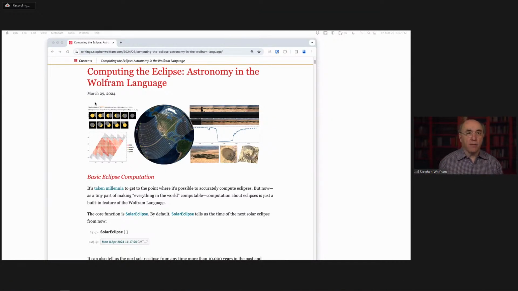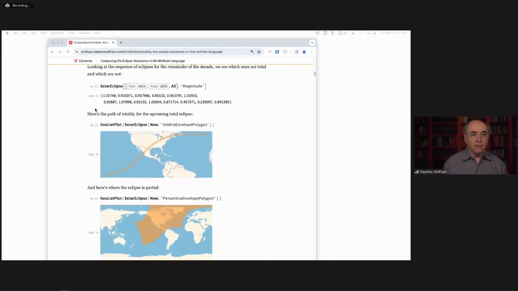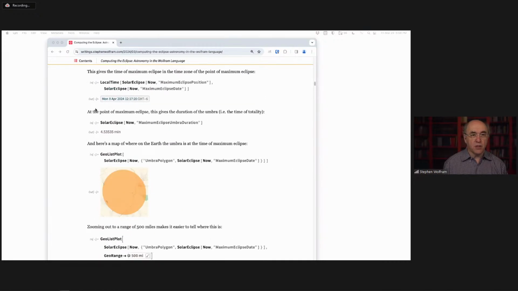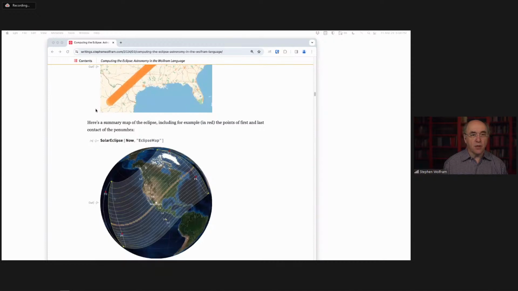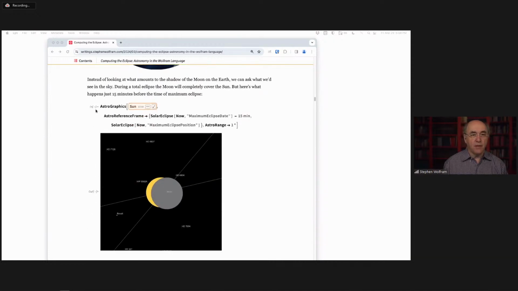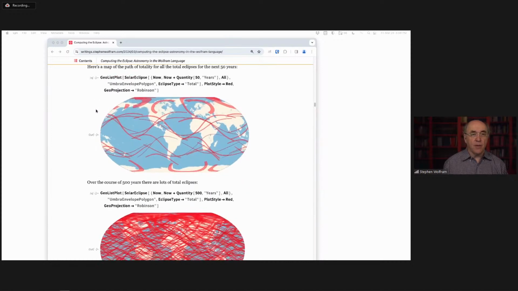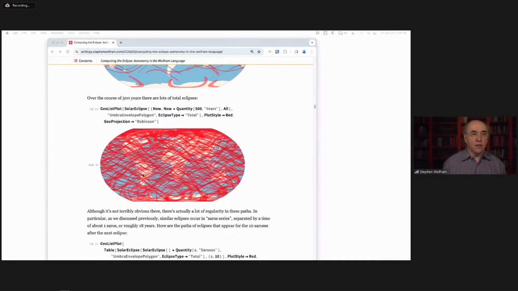Right. So this is my more technical piece about eclipse computation, showing the function SolarEclipse that shows the location of the eclipse and so on, and then AstroGraphics showing the actual configuration of the sun and moon. Talking about the pattern of eclipses, these are eclipses over the next 50 years, and eclipses over the next 500 years. You can see eclipses gradually cover up much of the Earth.